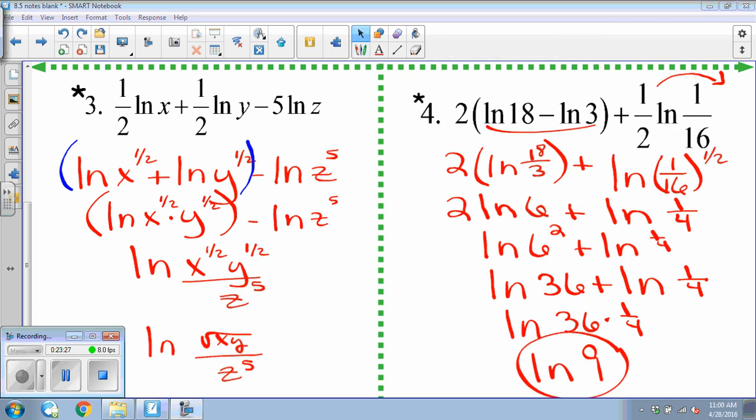Page 496, 31 through 55. I expect you to check your answers. I also expect to see the work on tomorrow's homework. You cannot have just an answer and say, oh, I condensed it all in my head. No, I want to see the steps. Okay?